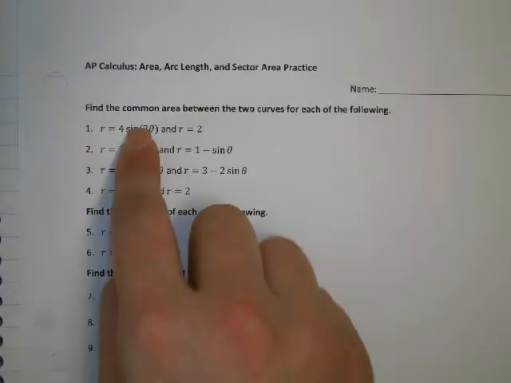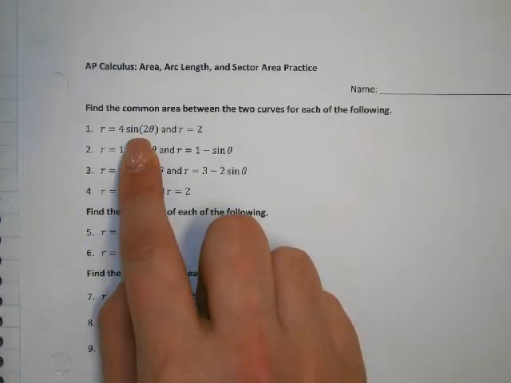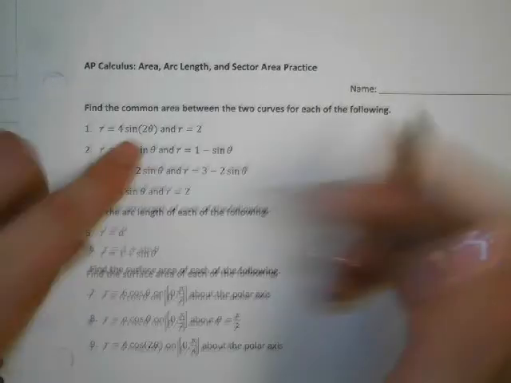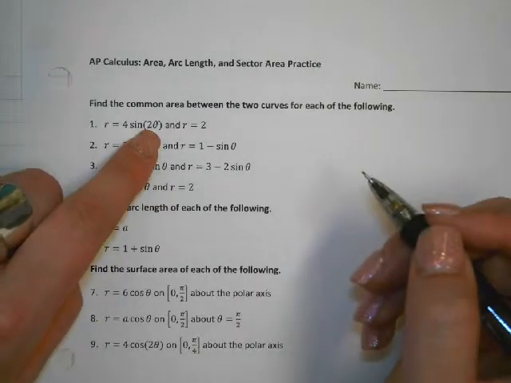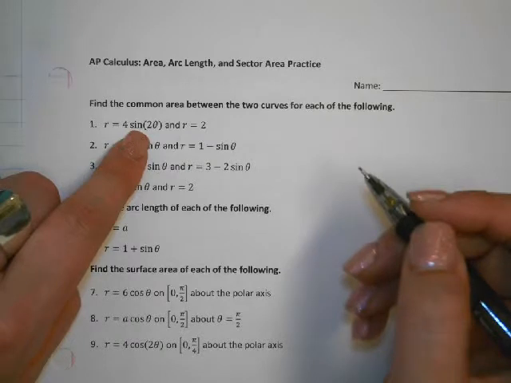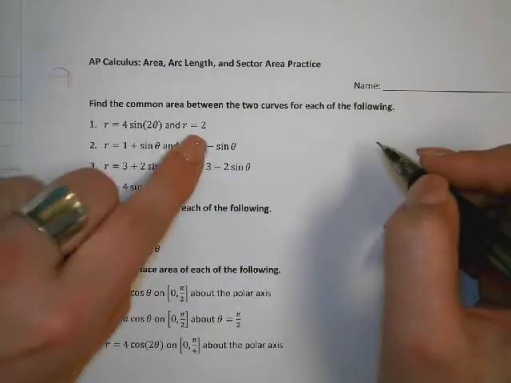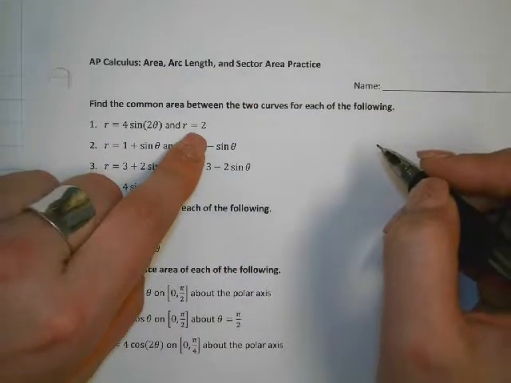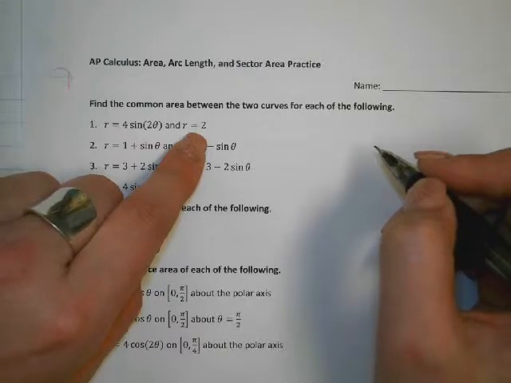So for number 1, we're talking about 4 sine 2 theta. What kind of graph is 4 sine 2 theta? That'd be a rose. How many petals would it have? 4. So what would the interval be for this? 0 to 2 pi. This is a circle centered at 0 with a radius of 2.